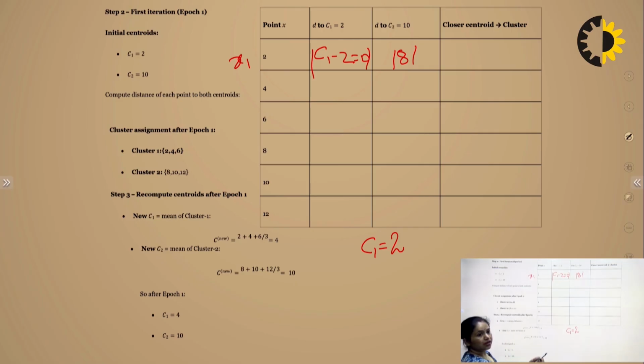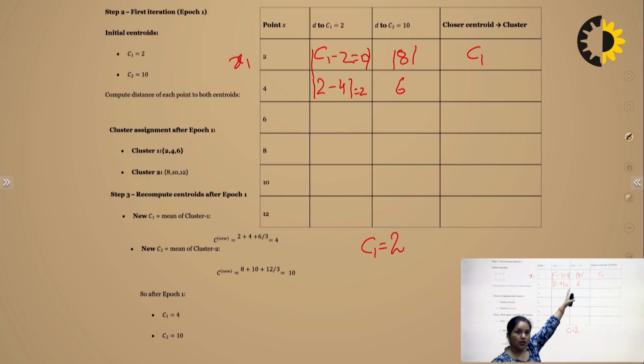Now we will go for the next. Here I will write down that C1 is being selected. Now I will go the same way with this one. So C1 is 2 minus 4, it will be in mod, so it will be 2. Same here, 10 minus 4, it will be 6. As we can see, again 2 is less than 6, so this item will also go in C1.